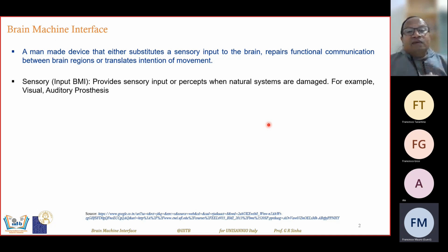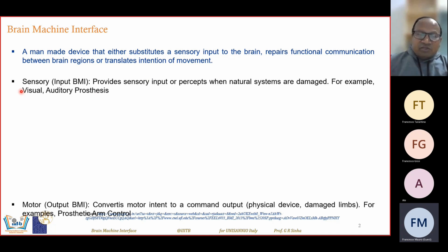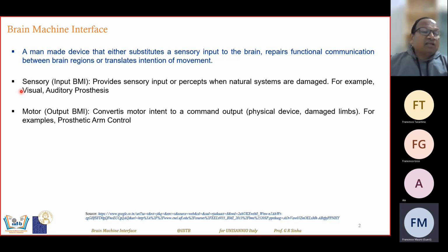This is slightly different than BCI. Otherwise, broadly it is BCI, brain-computer interface. You are interfacing the brain signal with an outside computing device only. For example, visual and auditory prostheses are all examples of sensory input BMI.